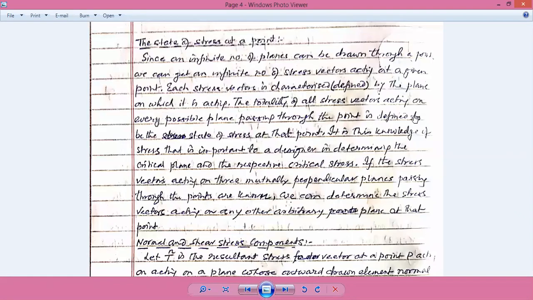Now let us discuss what the state of stress at a point is. An infinite number of planes can be drawn through a point. It is sometimes a bit difficult to grasp this concept of stress, but if you follow up, I think it will be clear to you. This subject is definitely a bit difficult, but it is interesting and challenging also. Let us go as quickly as possible.